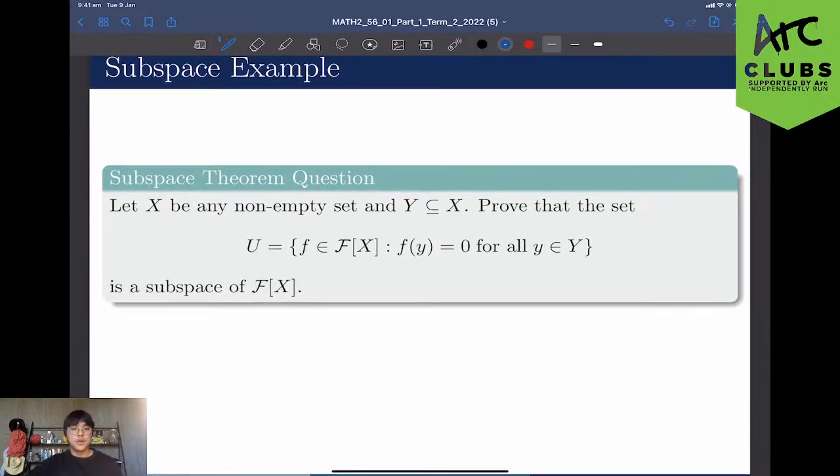So we have an example. Let X be any non-empty set and Y be a subset of X. Prove that the set U, where f is going to be a function, since this is a function space of X, so this is just a set of functions. We're going to be looking at functions where f of y is equal to 0. And we have to show that U is a subspace of F(X), the function space of X.